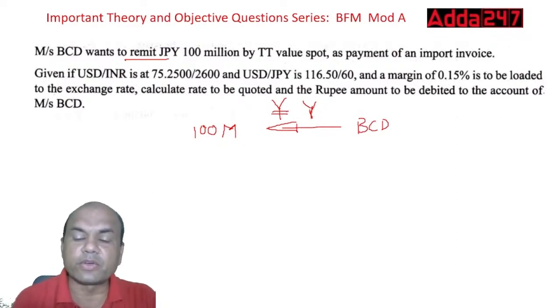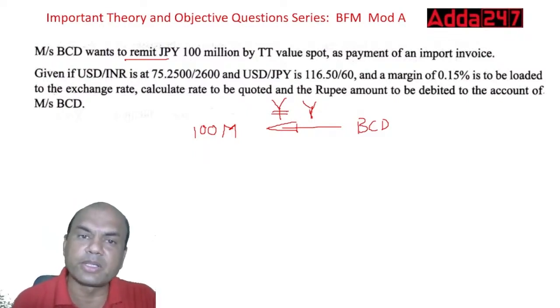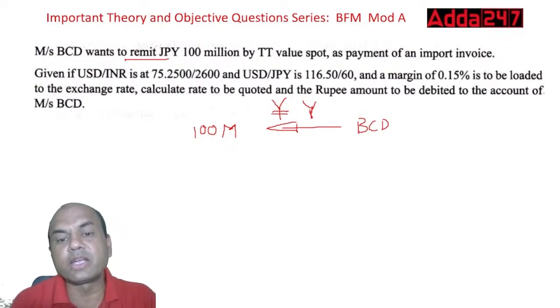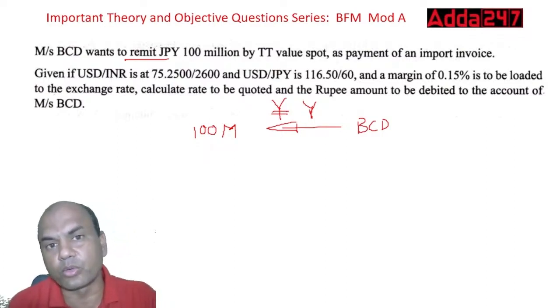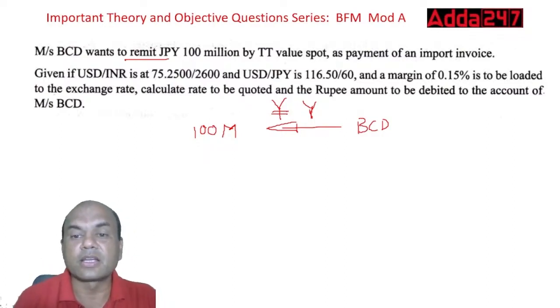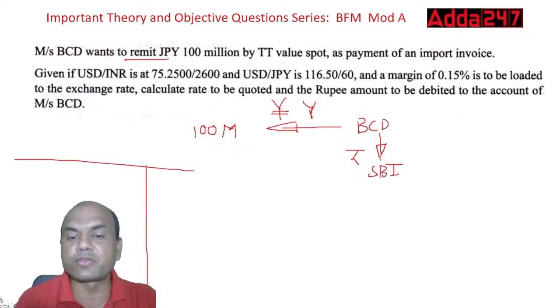Now if this BCD wants to send it, how will that person send it? That person will send it through your bank only. The person will approach your bank and you will debit that customer's account. So look at this. If yen are to be sent out, does that customer have yen? No. That customer has rupees. That customer is having an account with you in rupees, right? Rupees account is there with you. Let's say you are in SBI. So this customer is having the account in rupees with you.